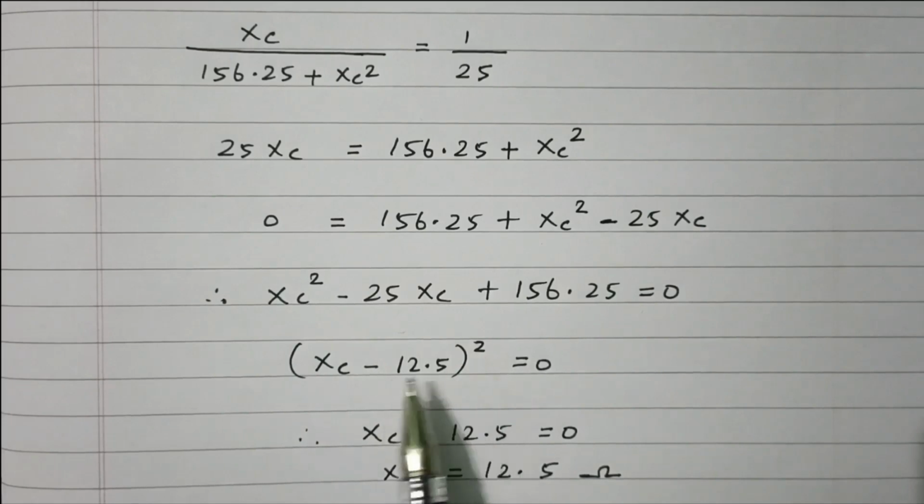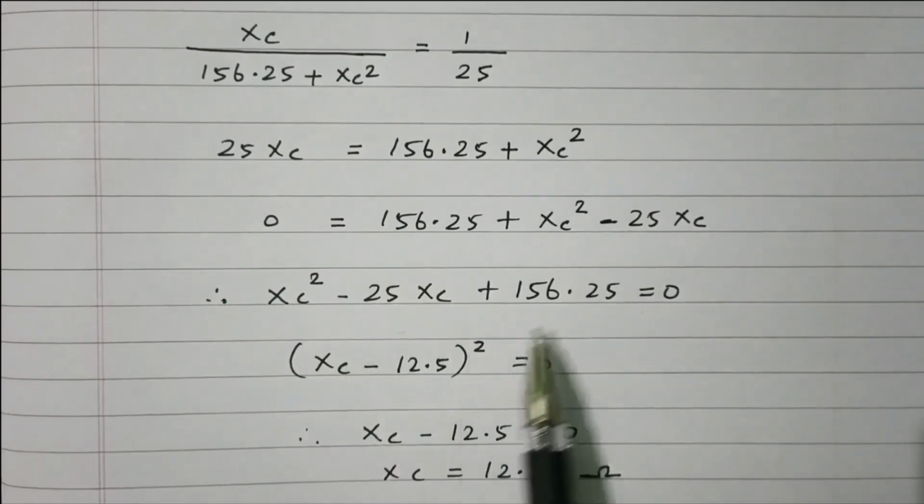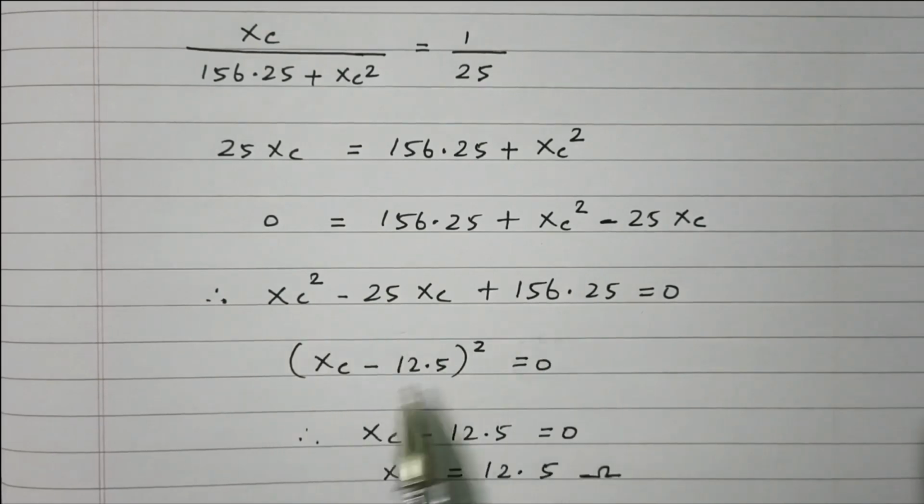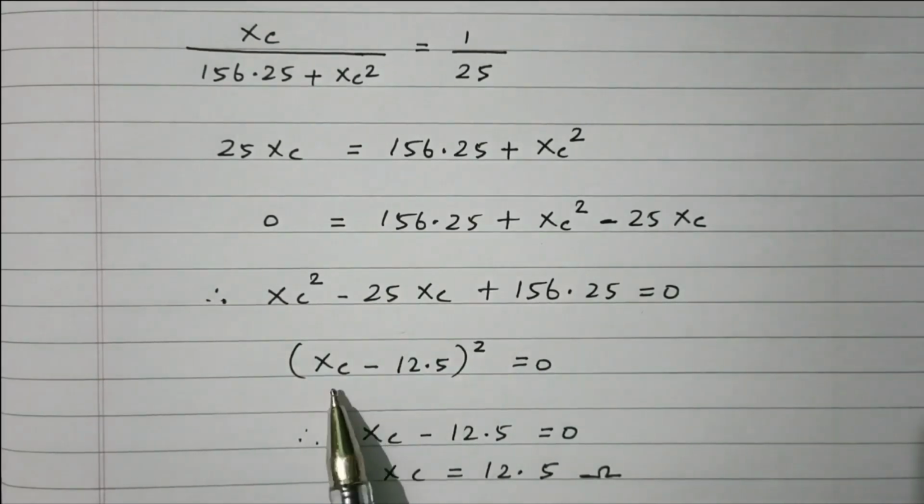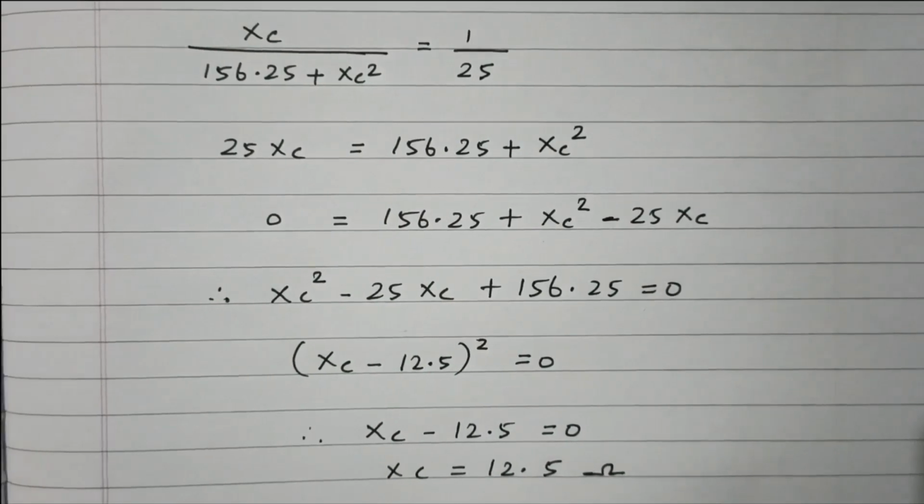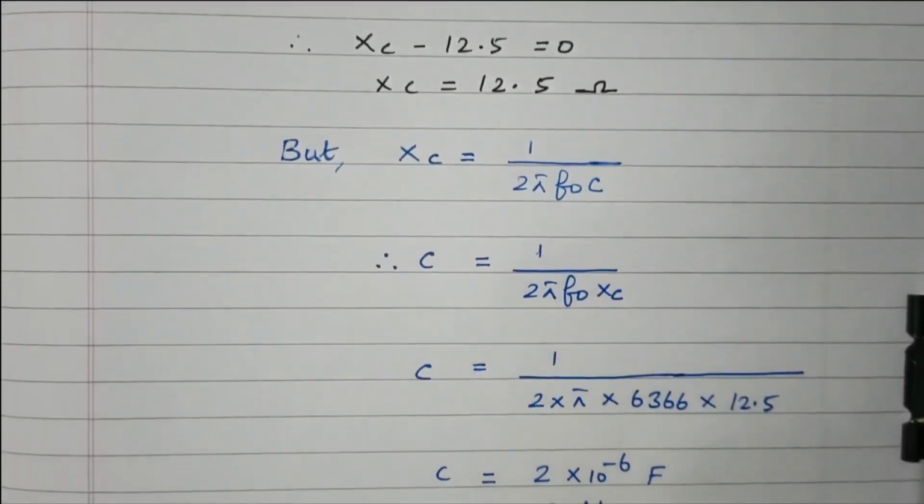(a minus b) the whole square is a square plus b square minus 2 into a into b. Based on the formula we can write, so Xc minus 12.5 equal to 0. So Xc equal to 12.5. So from the given condition we got the Xc value.